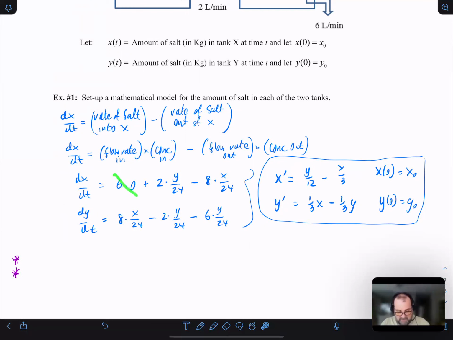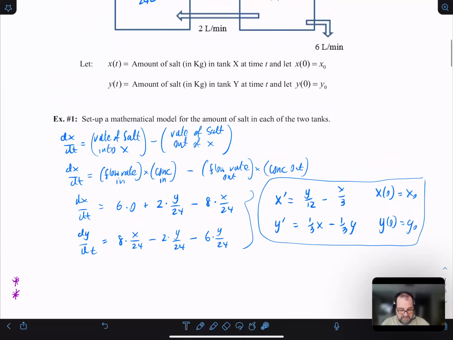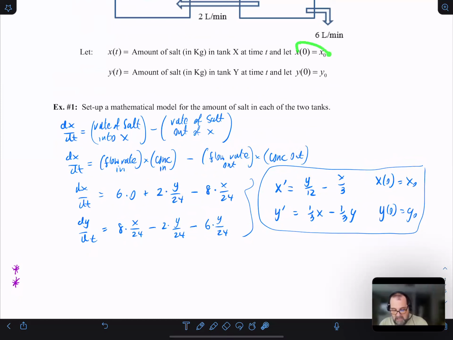You can then simplify a little bit. This is going to be my tank X model, simplified a little bit. This is my tank Y model, simplified a little bit. And again, there is, in theory, an initial value problem here, where we would need to know how much salt is in tank X and how much salt is in tank Y initially. So this would be an initial value problem. And again, notice that this is a system of differential equations.